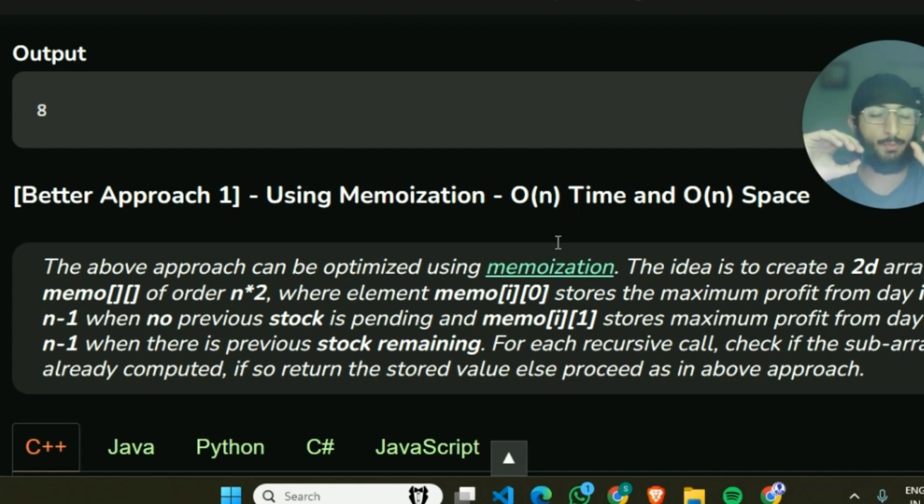So what we are saying here is that element memo of i comma 0 is storing the maximum profit from day i to n minus 1 when no previous stock is pending. Since buy is equal to 0, no previous stock is pending, and memo of i comma 1 basically stores the maximum profit from day i to n minus 1 when there is a previous stock remaining. That means buy is equal to 1 means we have the ability to sell the stock, right? So the previous stock is still remaining to be sold and has not yet been sold. So that is why we have basically bifurcated the problem into two states, that is memo of i comma 0, where we can buy another stock because no previous stock is remaining, and memo of i comma 1, since we have not yet sold the previous stock, we have to sell it, and that means that the previous stock is remaining, right?